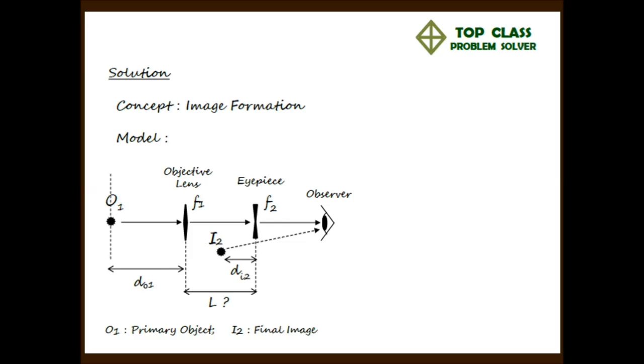We'll introduce here our conventions for the distances that we will use. Our primary object, which we'll call O1, is at a distance dO1 from the objective lens. The image distance dI2 is the distance from I2 to the eyepiece. Finally, the length L we will use to denote the distance between the 2 lenses.